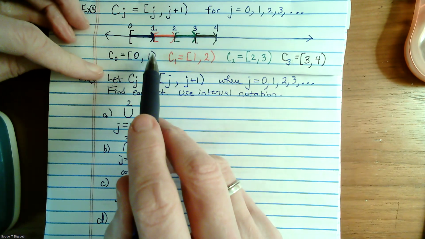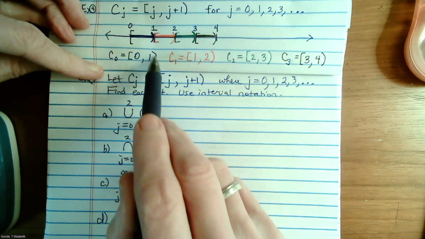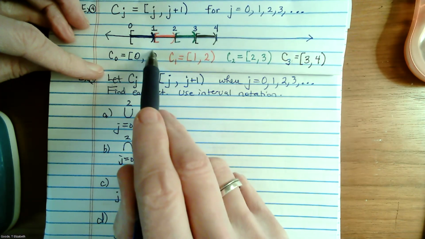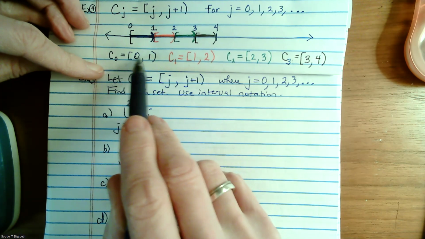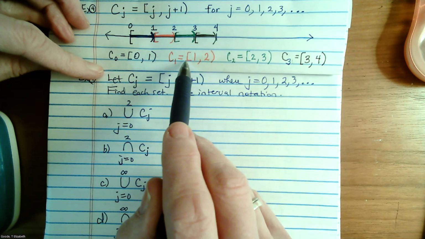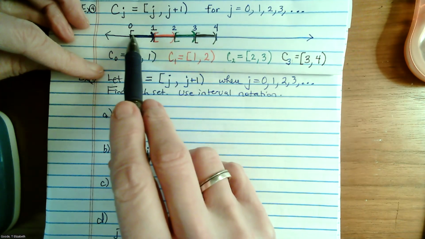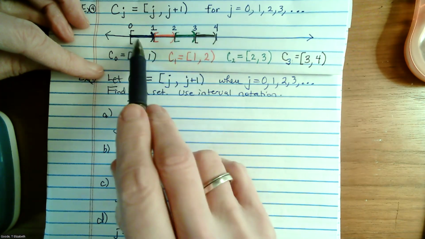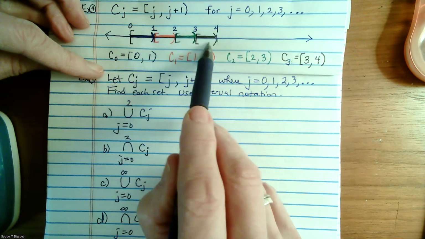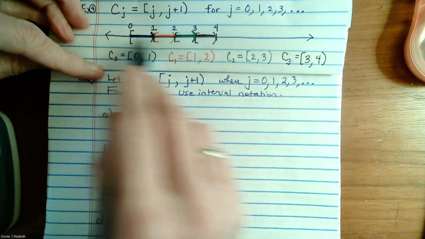Think about it. No. Because C0 sneaks up to 1, gets as close to 1 as you want, doesn't reach 1, but is anything that's less than 1 and greater than or equal to 0, whereas C1 picks up right after that with the 1. So these are kind of continuous as a group.